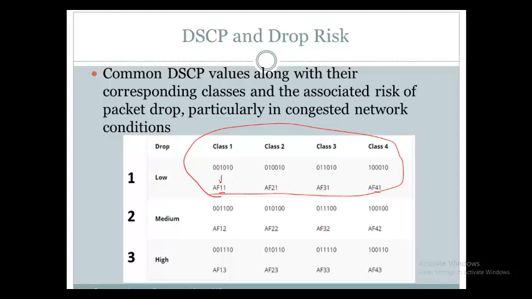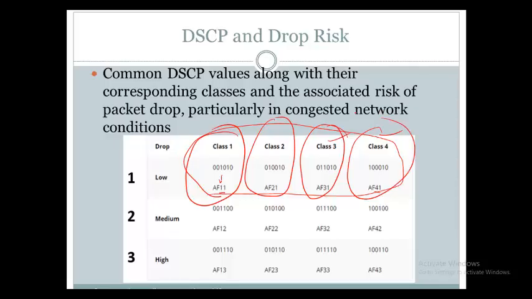So that these two will never get dropped. But if congestion still continues, it is going to drop class 3, so that this will never get dropped. Right, so if you see, within the class, a small number is good, but between the classes, a big number is good. 41 is good, will not get dropped. 11 will get dropped.